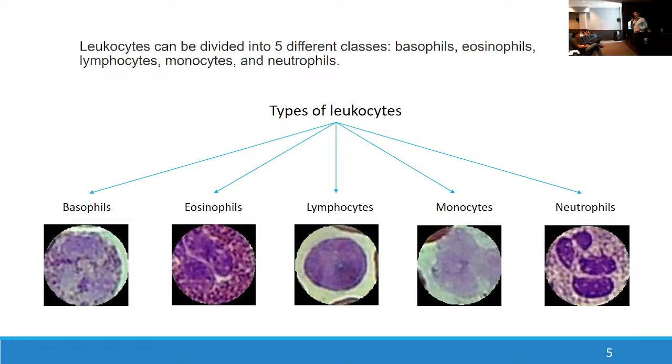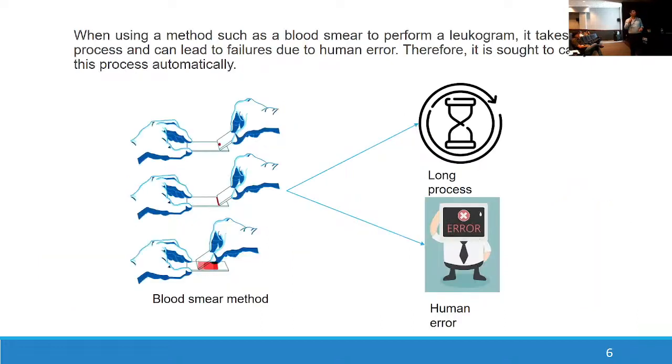There are 5 types of white blood cells: the basophils, eosinophils, lymphocytes, monocytes, and neutrophils. Here we can see some examples of our datasets. Well, a leukogram is a count of just the leukocytes from a blood smear sample. So when using a method such as a blood smear method, which is this one, you can see that on a slide we put a drop of blood and then we make a smear, and this slide is put in the microscope and analyzed by the analyst.